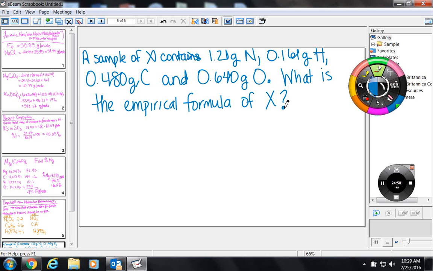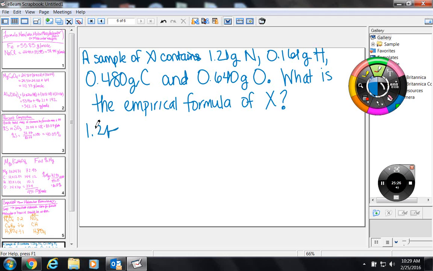All right, if they give you one like this, they will have done one of two things. They will either have given you the total mass of compound X, or you have to add it up and then find the percentages, and then do what you know how to do. This time they didn't, so we need to add these grams up first, and then find percentages. So we're going to do a little bit of quick math.